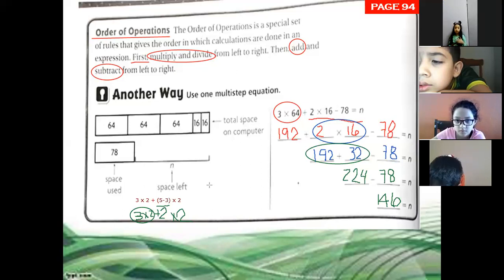So, and then I do the multiplication. 3 times 2, 6. How many multiplications do I have?